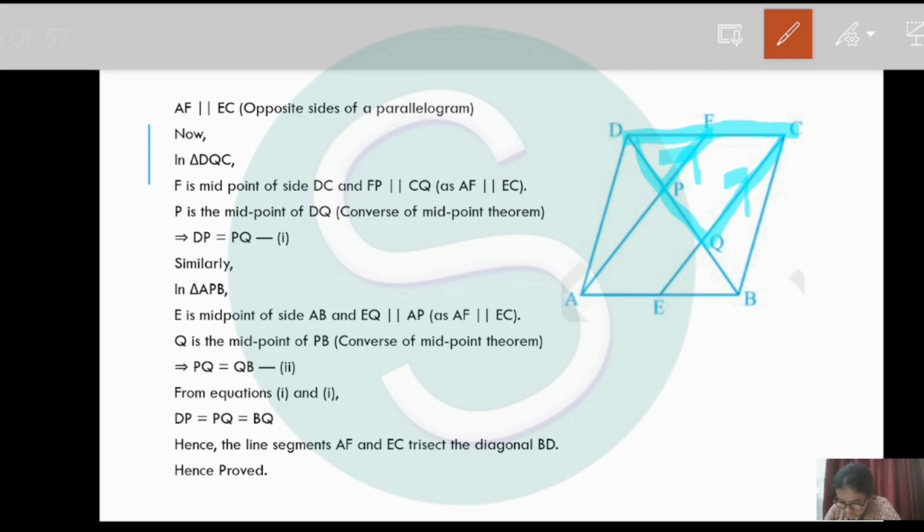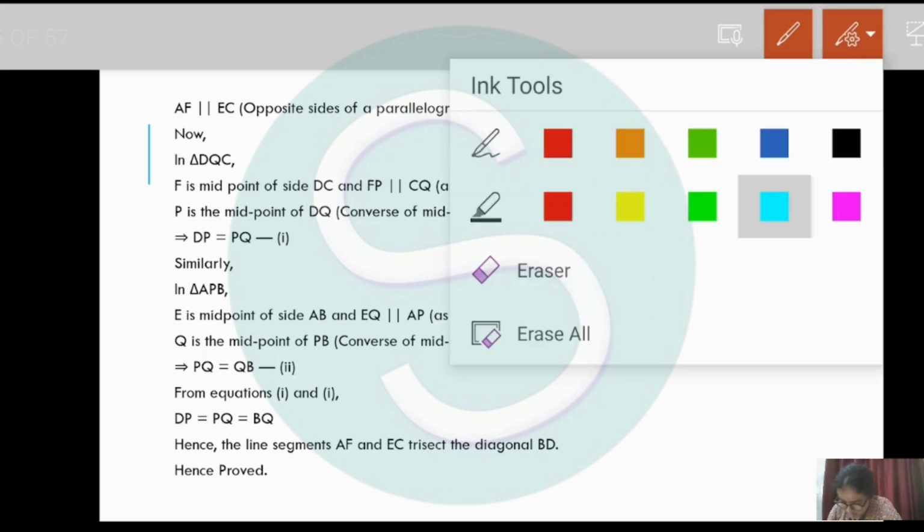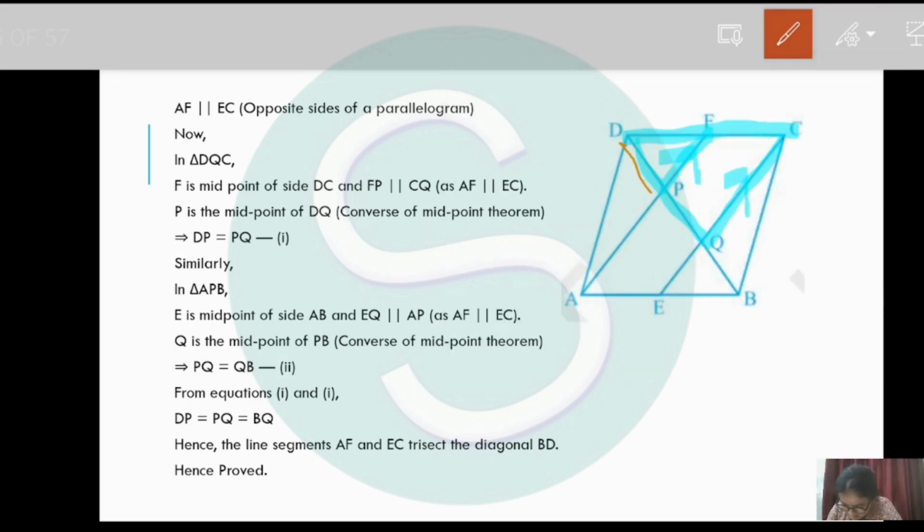So by converse of midpoint theorem we can say P is a midpoint of DQ. That is, these two lines, DP is equal to QP, by converse of midpoint theorem. Here F is a midpoint of DC and a line joined from it cuts QD at point P.